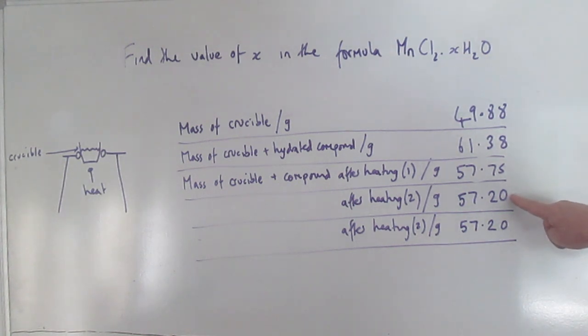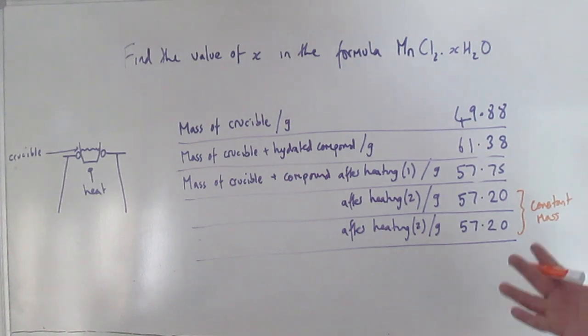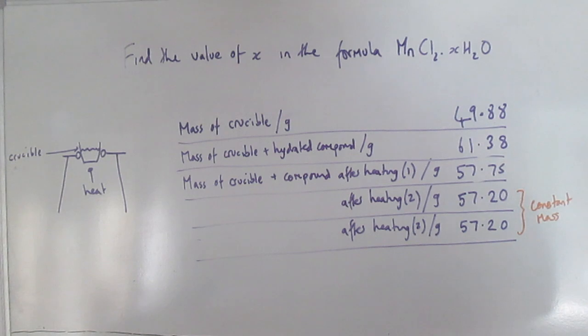So you heat it, cool it, weigh it a third time, and this time the mass stays the same. So in that case, you say you've reached constant mass. And that's what it means by heating to constant mass: you heat it until the mass stops changing, and then you can be confident that all of the water of crystallization has gone.